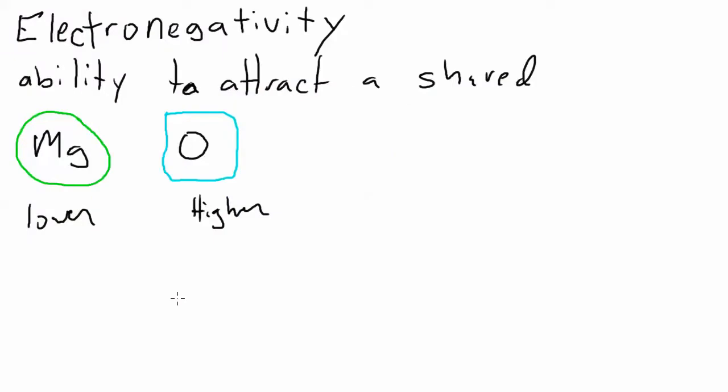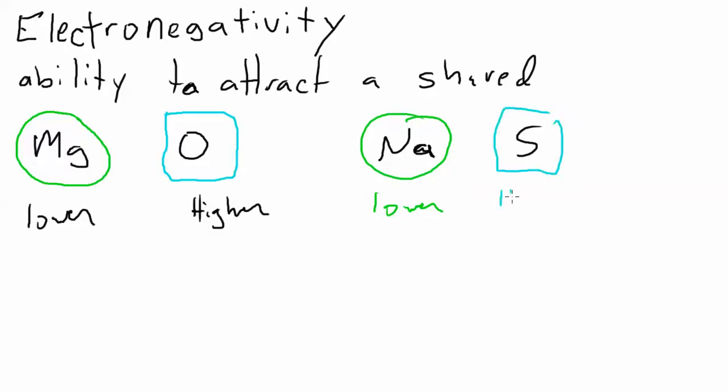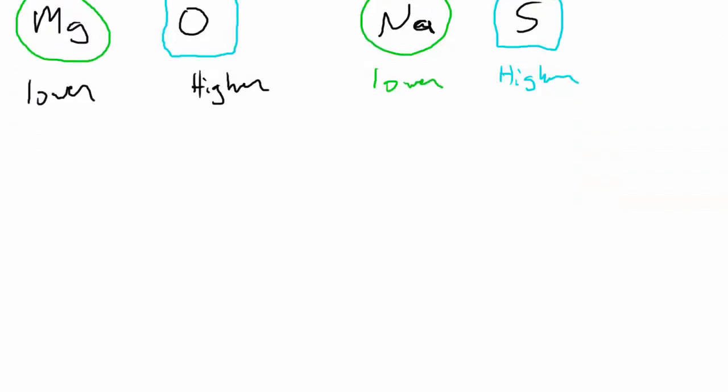And indeed, anytime you see this pattern of comparing a metal to a nonmetal, like if you had sodium and sulfur, that pattern tends to hold. The metal usually has the lower electronegativity, and the nonmetal usually has a higher electronegativity. So what if you have two metals or two nonmetals? Then you have to use the patterns a little bit more.